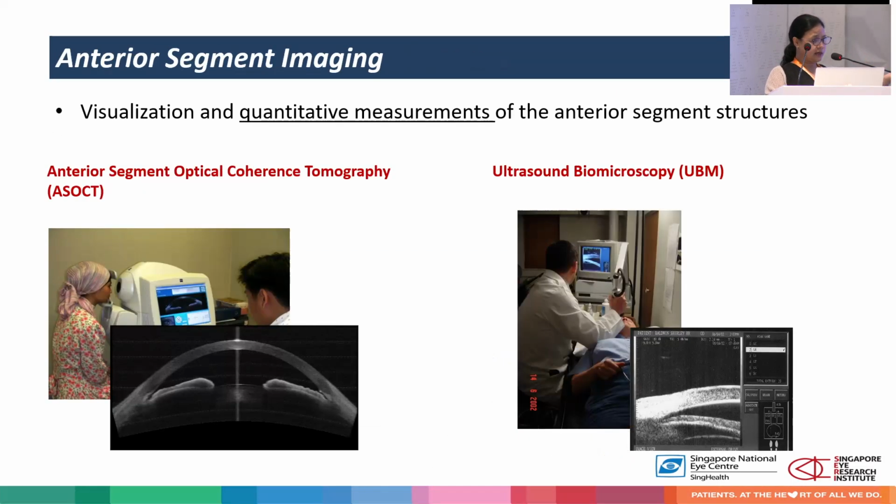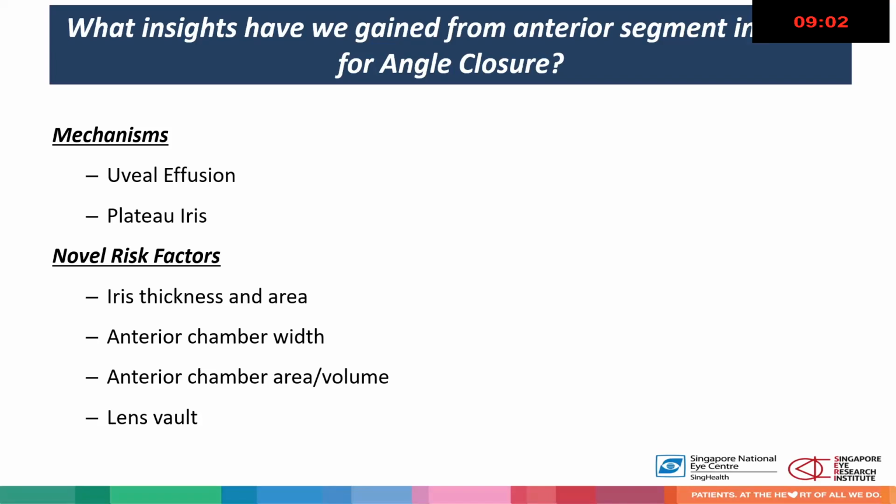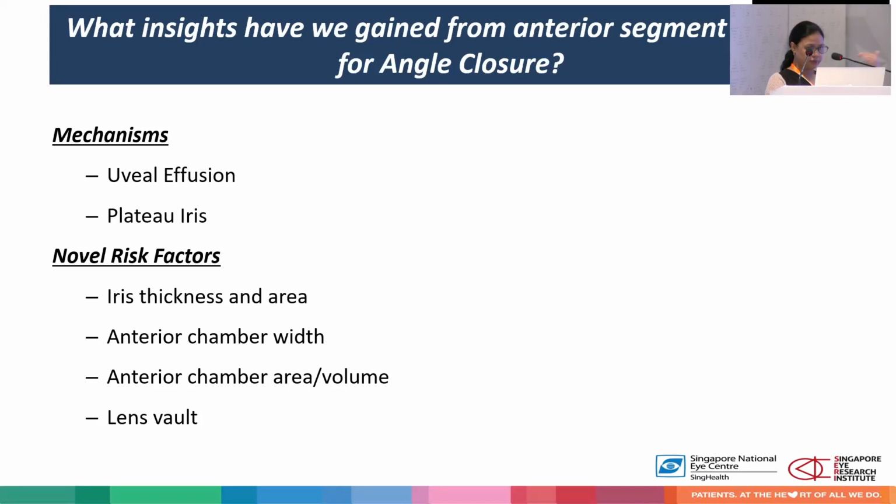So with the advances in imaging technologies such as the ASOCT and UBM, we are now able not only to visualize the anterior segment, but to also perform quantitative measurements of the different anterior segment structures. And this has helped us to better understand the mechanisms for angle closure and to detect them, and also helped us identify novel risk factors for angle closure. So I'll go through these very briefly.